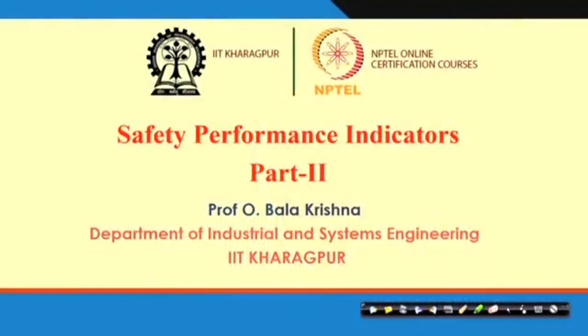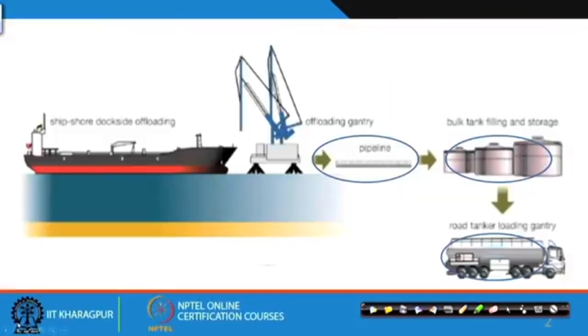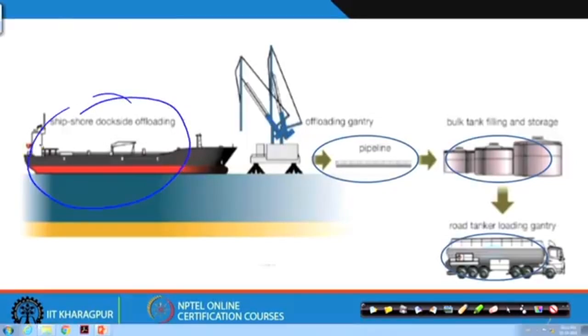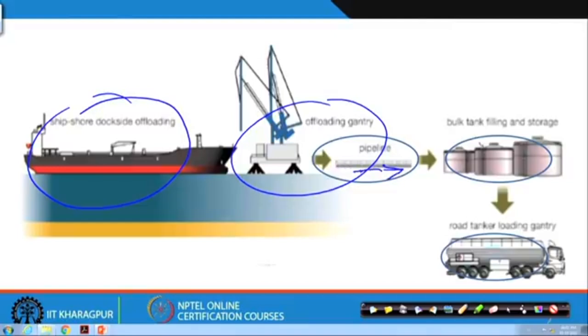Hello viewers, last class we talked about safety performance indicators. This class is a continuation of what we talked about last time. We were discussing the case study of an offshore dock site, where the ships will bring the material to the offloading gantry. From there it is offloaded through a pipeline, it will go to bulk tanks, and from the bulk tank it will go to a road tanker.